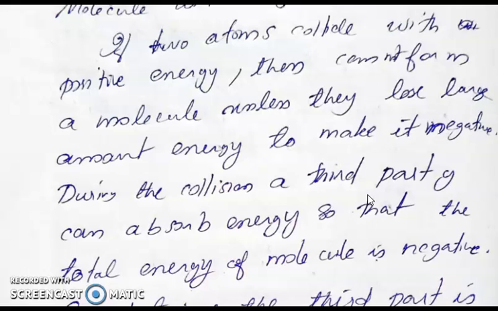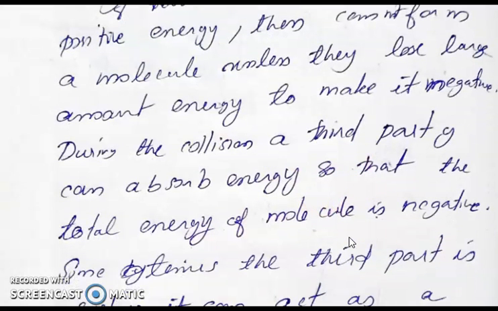This is possible if there is a third atom present close to it, a third party close to it. It may be a surface or whatever it may be. The third party can absorb energy from these atoms, so that the energy of the molecule becomes negative. The energy of both atoms becomes negative and a molecule will be formed. That is one possibility.